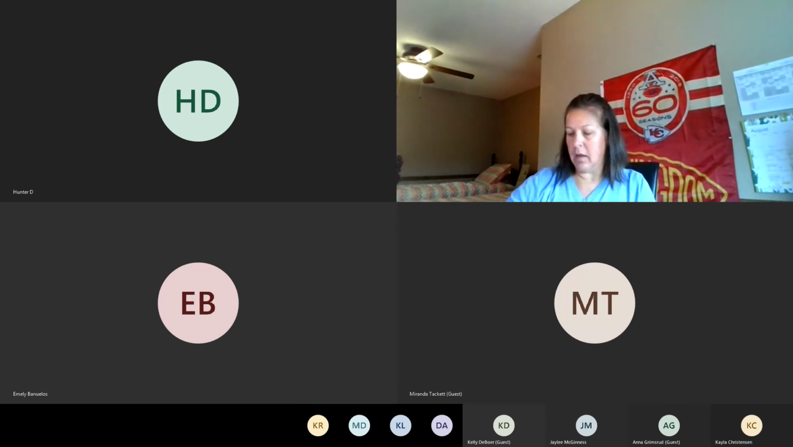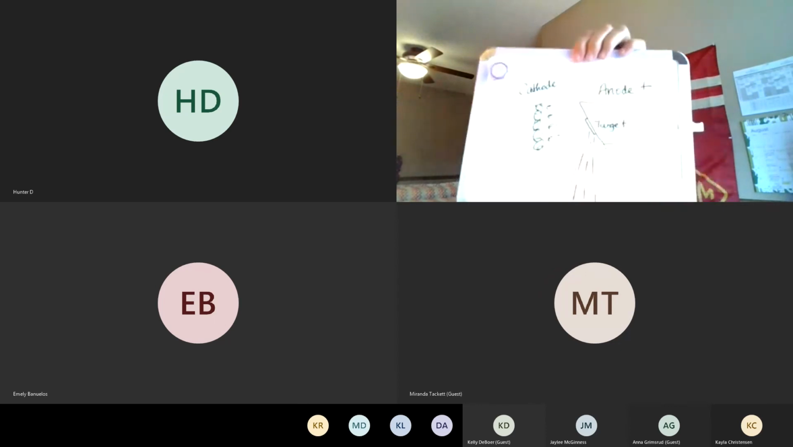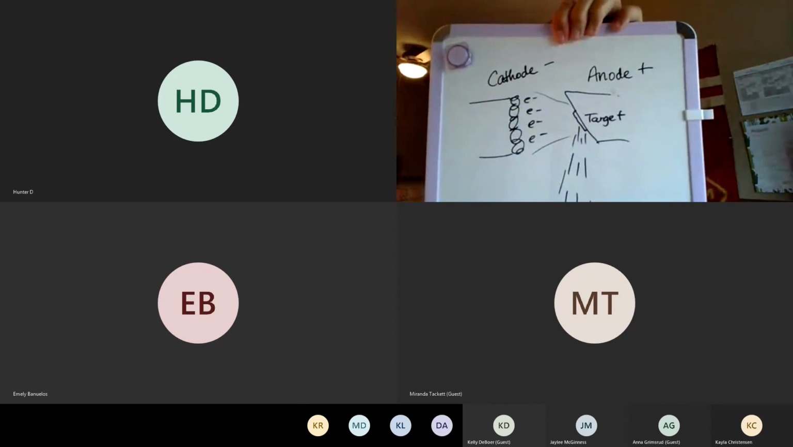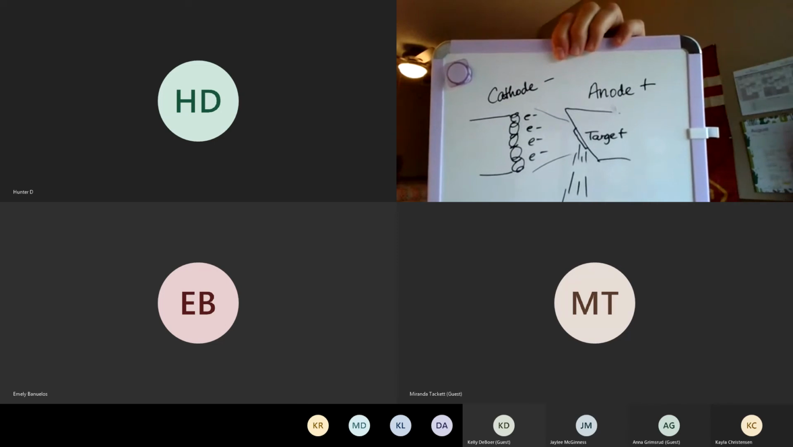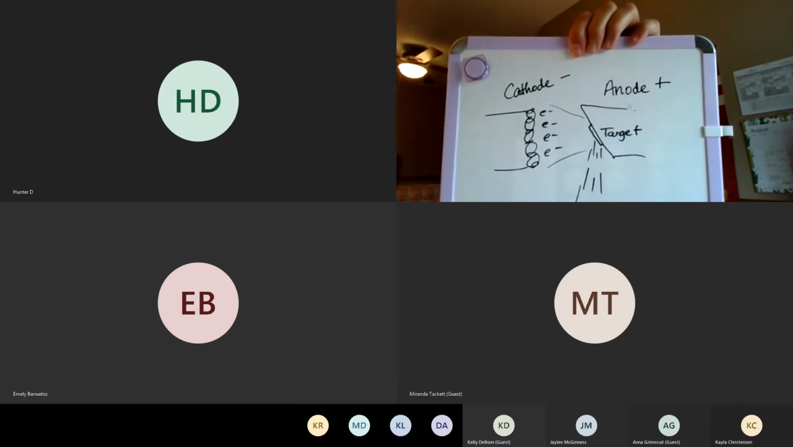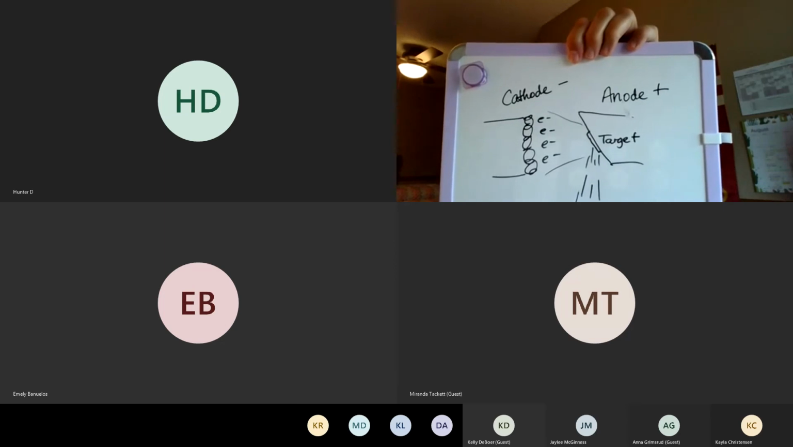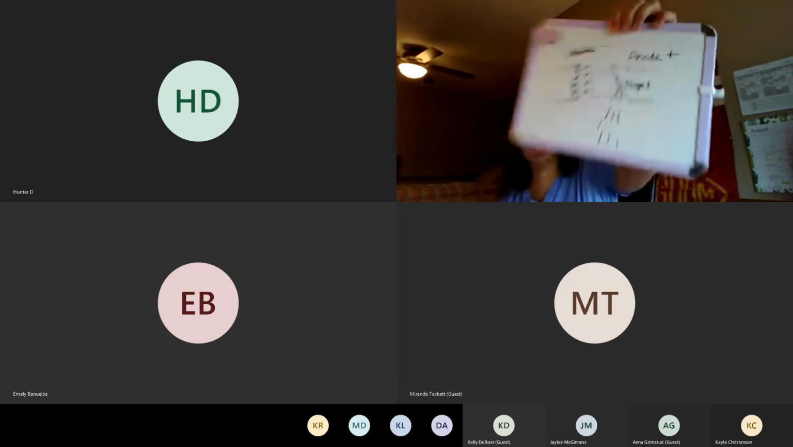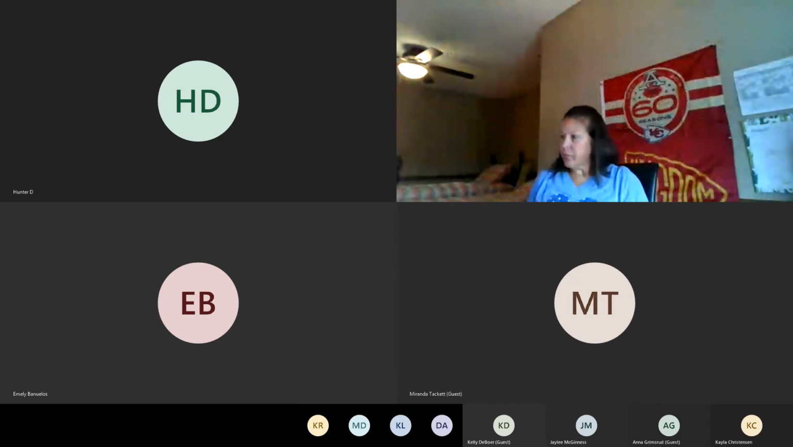And they will then come off of the anode target like such. Okay, so the purpose of the anode target is to create X-ray photons.